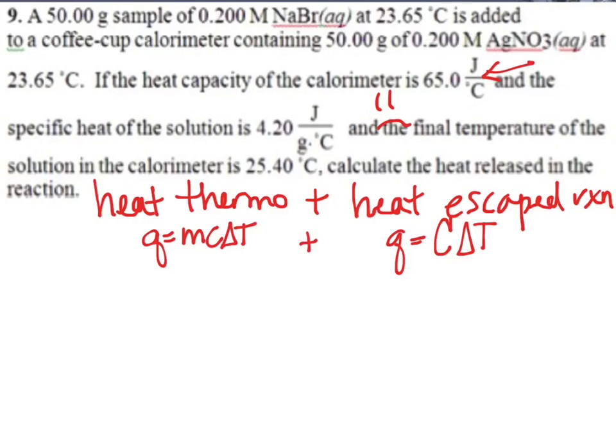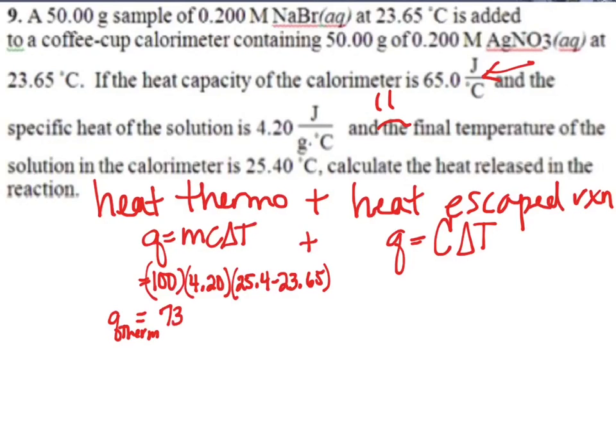So what was big C? Big C is the heat capacity of the calorimeter. Solve for the thermometer first. Our total mass is 50 plus 50, 100. The c of the solution is 4.2. And our delta T is 25.4 minus 23.65. Punch that into the calculator. I got that the Q of the thermometer is 735 joules.